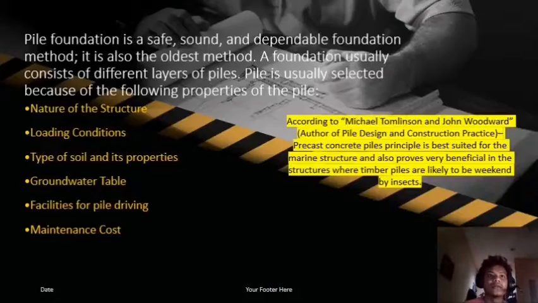Next, the pile foundation is safe and sound, and it is dependable for the foundation. A foundation usually consists of different layers of piles. Piles are usually selected because of the following properties. First of all is the nature of the structure. Next is the loading condition. Next is the type of soil and its properties. Next is the ground water table, and next is the facilities for pile driving. And lastly is the maintenance cost.